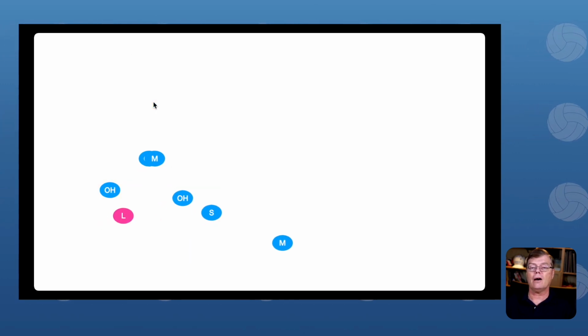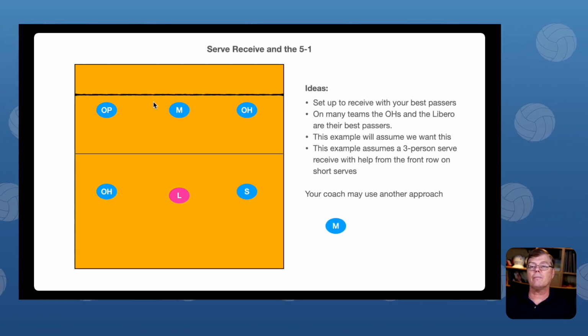So now let's talk about serve receive and the 5-1. So we're not going to talk too much more about base right now. We're going to talk a little bit more about how to set your serve receive up with a 5-1. And we're going to make some assumptions here. One is that we want to make sure our best passers are doing serve receive at all times. And if you're not one of the best passers, get better. Keep working on it, because we work on all those things in practice so that you can get better.